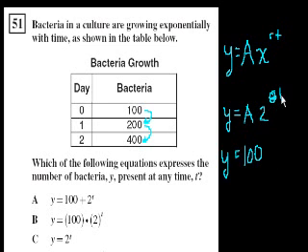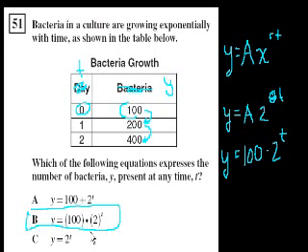Instead of writing days, let's write time. Times 2 to the t, right? Sometimes there's a constant here, but this is straightforward enough. When t is equal to 0, this 2 to the t becomes 1, and you have 100 here. When t is 1, this becomes 2, and 2 times 100 is 200. You can say this is t, and this is y. When t is 0, y is 100. When t is 1, y is 200. When t is 2, y is 400. So it is choice B.